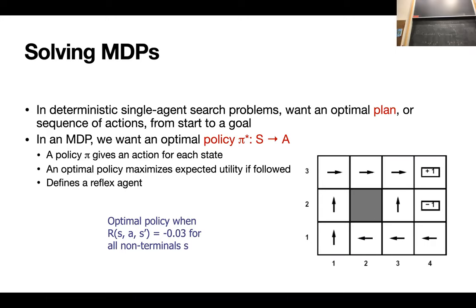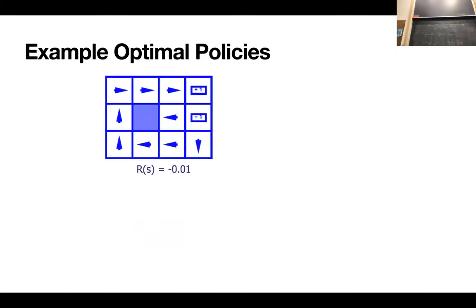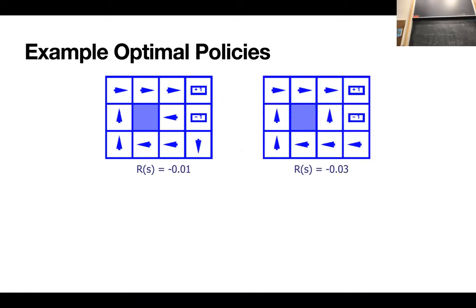So for example, the optimum policy here, when the reward at each step is -0.03, is given by this. What do we mean? If we lose 0.03 points at each step, then this gives us this optimal policy. Look how, for example, this will be the policy when we have a reward of -0.01, and this is when we have a reward of -0.03. So look how the reward function that we use can change the optimal policy that we get.